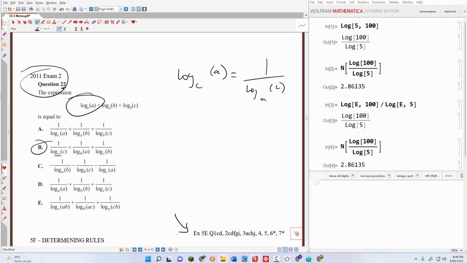Anyway, there's your exercise today. It's 5E. All right, noting that 6 and 7 are the tougher questions here. They're the dilations questions that we've just been doing. So good luck with that.